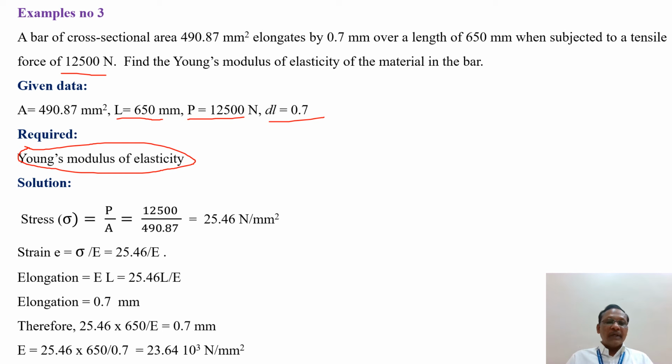Therefore, 25.46 into 650, which is the length, divided by the Young's modulus is equal to 0.7. All values are given. By solving this equation, we'll get the Young's modulus. Young's modulus is equal to 23.64 into 10 raised to 3 Newton per mm square.